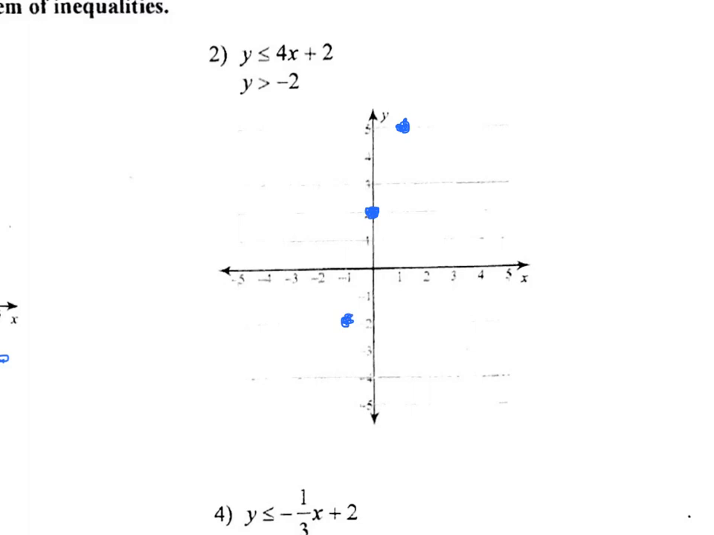Looking at the inequality here, it has an equal to, meaning that it's going to be a solid line. So I graph as close to a solid line as I can, or as straight a line as I can. Again, look at your inequality.